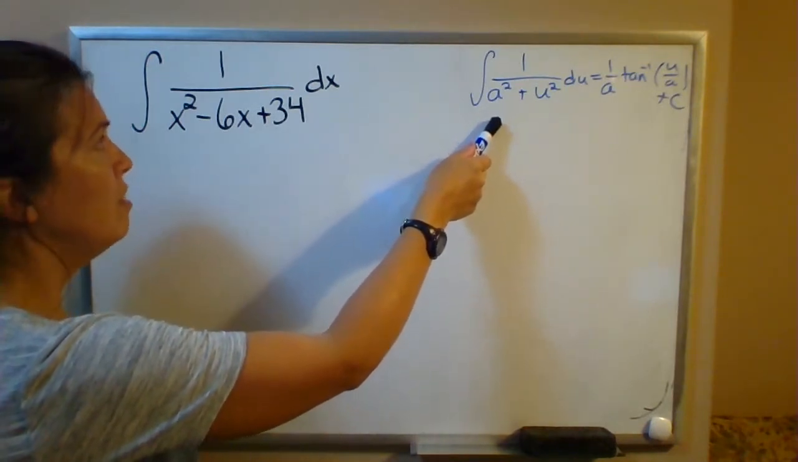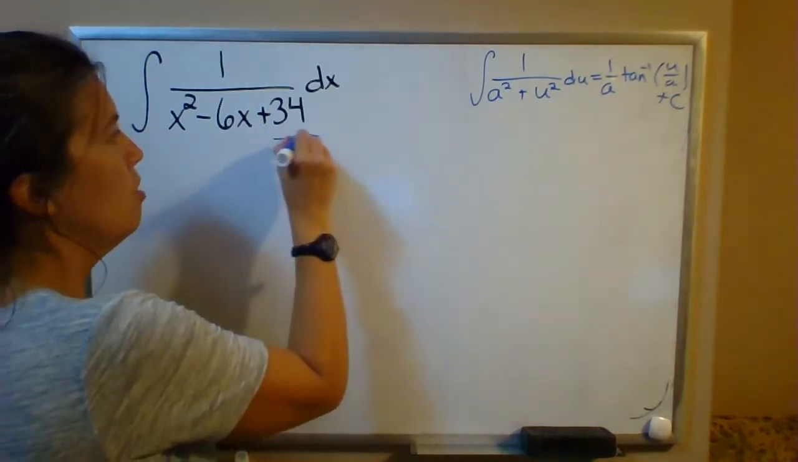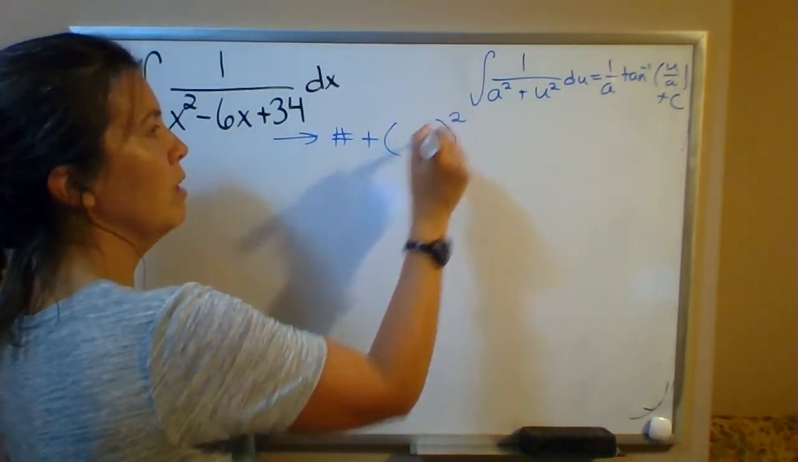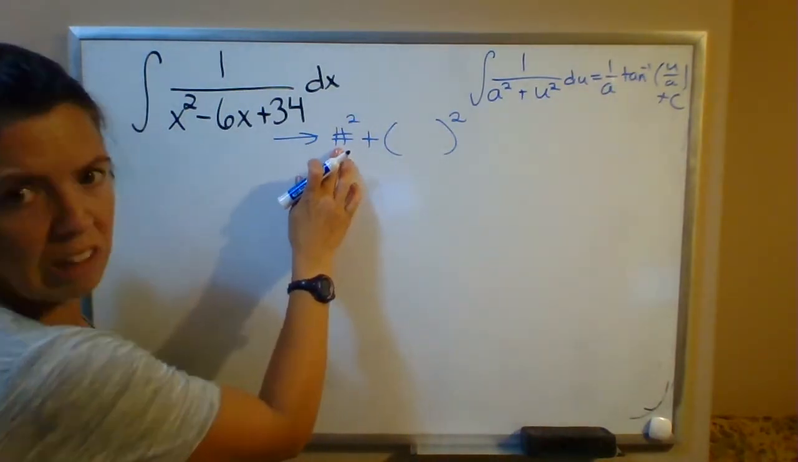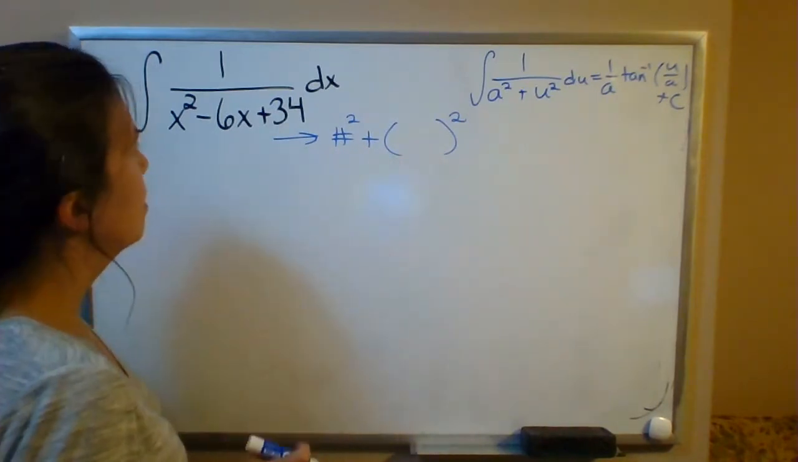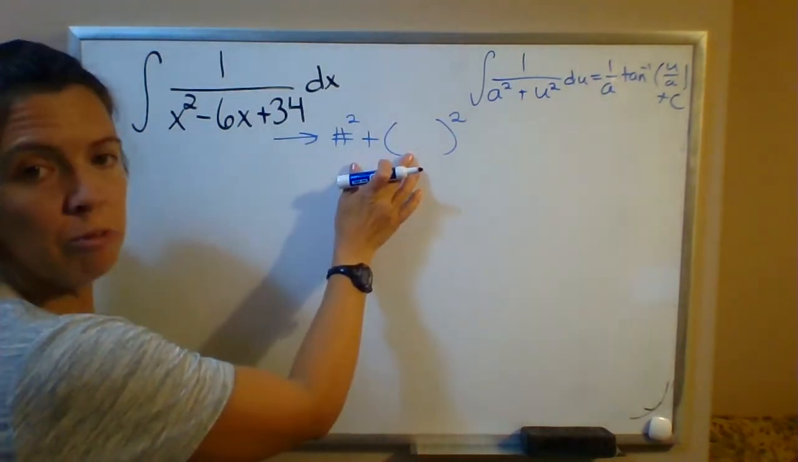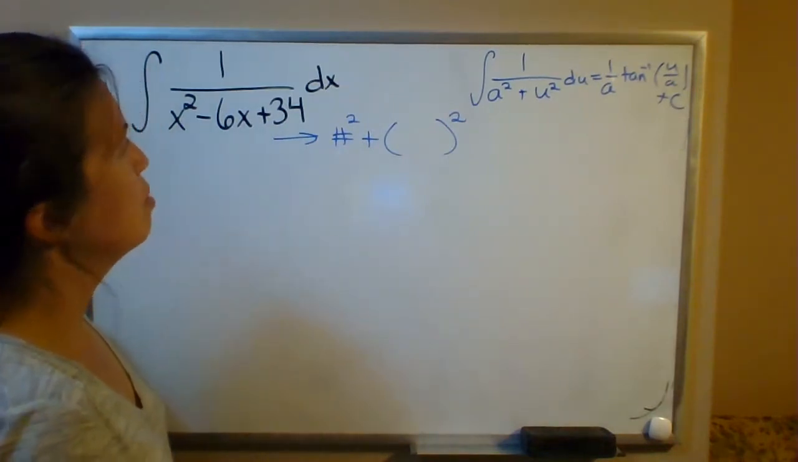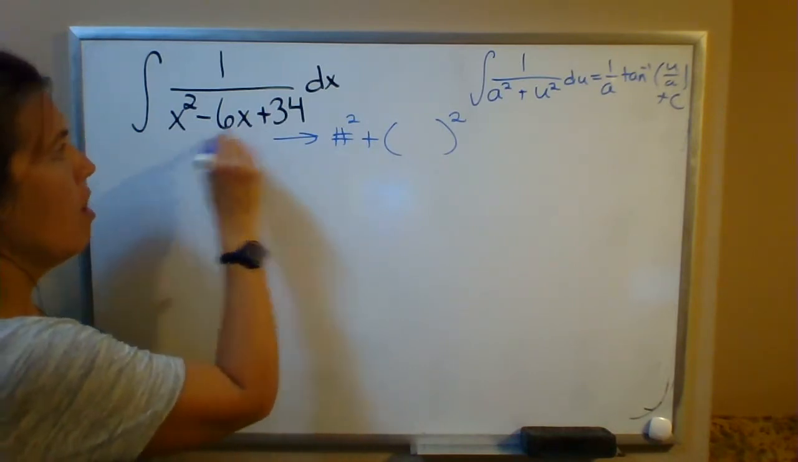So we need to write this given expression as some number plus some expression of x squared. Or if you want, I can write this as a number squared. It doesn't matter, whatever number we have here, we're just going to take the square root of that. We want to put it in the form a squared plus u squared. The process of taking an expression like this and writing it in that form is called completing the square. You may remember that from your algebra days, or possibly pre-calculus. So what we need to do is complete the square on this expression right here.